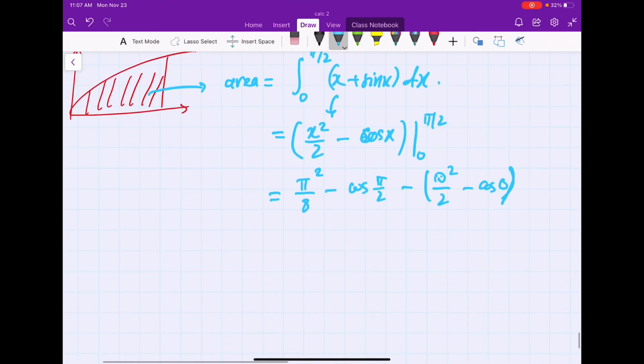So don't forget parentheses in here. Cosine of pi over 2 is 0. Cosine of 0 is 1. So I get negative 1 is plus 1 in here. Pi squared over 8 plus 1. That's the final answer. So I hope that the video is useful enough for you to prepare for the final exam, and good luck.